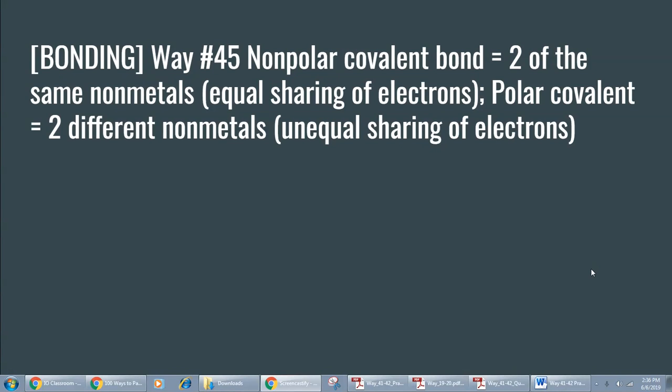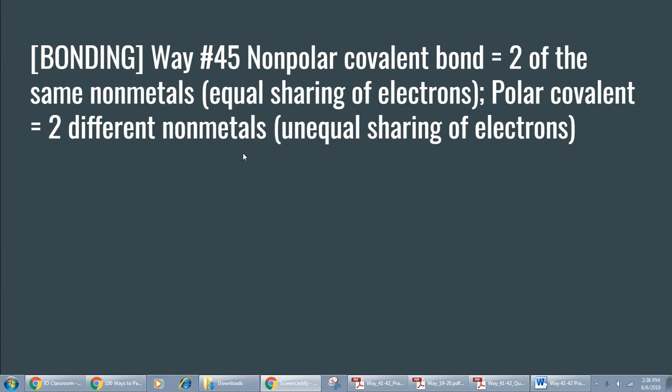Way 45, nonpolar covalent bonds. So when you have two of the same nonmetals bonding together, they're going to be sharing electrons equally. The reason why is because if each atom has the same electronegativity, they're both pulling the valence electrons with the same amount of force.